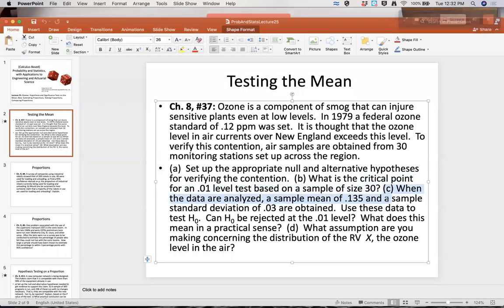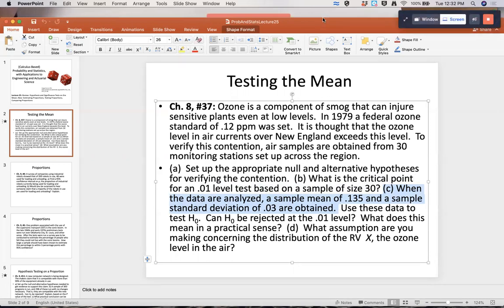When the data are analyzed, a sample mean of x bar equaling 0.135 is obtained and a sample standard deviation, S, not sigma, S, of 0.03 is obtained. Use these data to test the null. Can it be rejected at the 0.01 level, 1% level? What does this mean? What does your decision to reject the null or not mean?